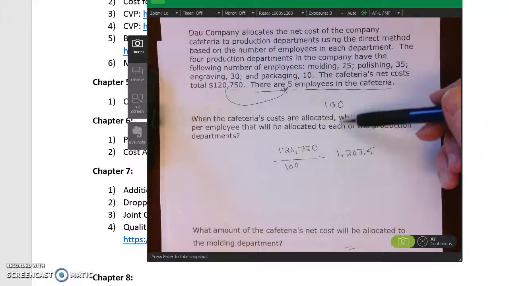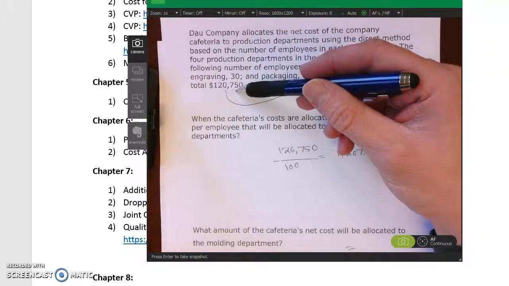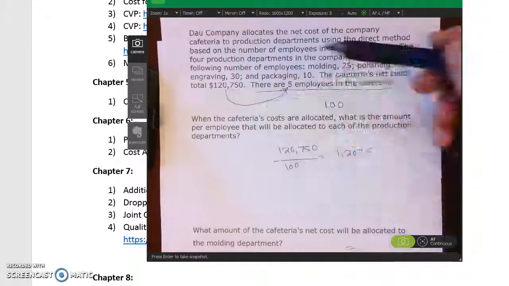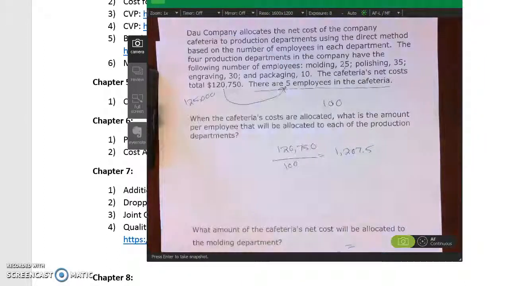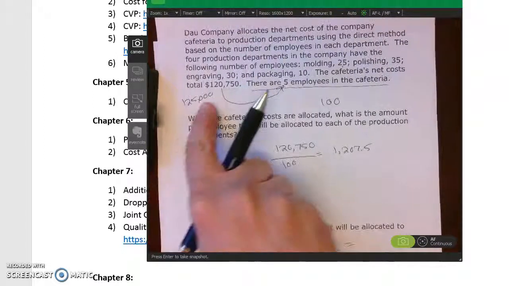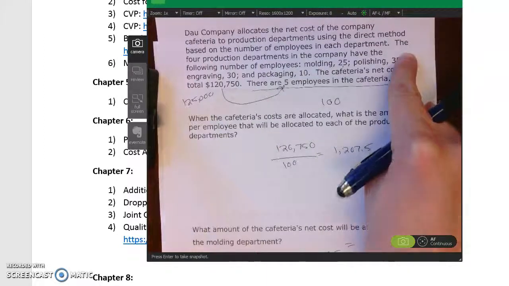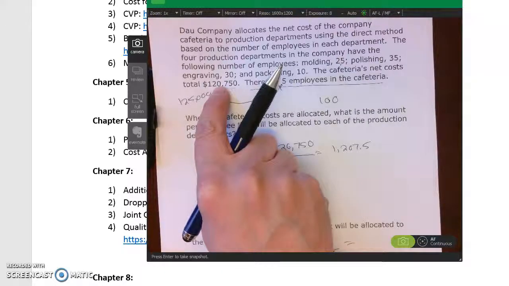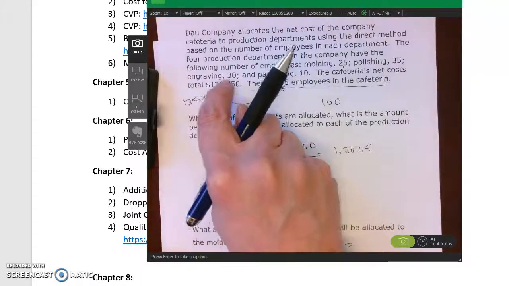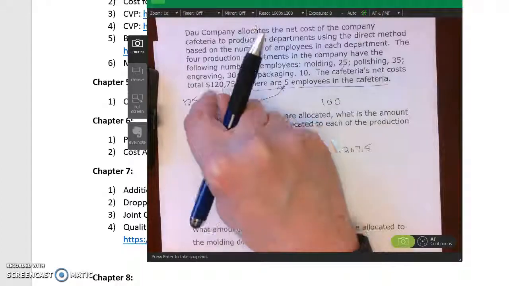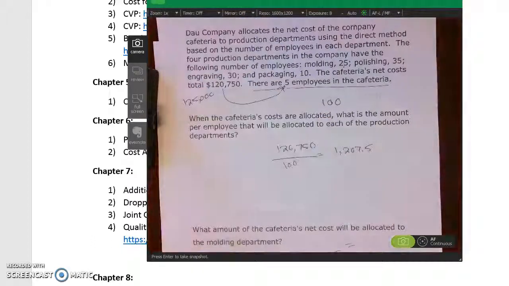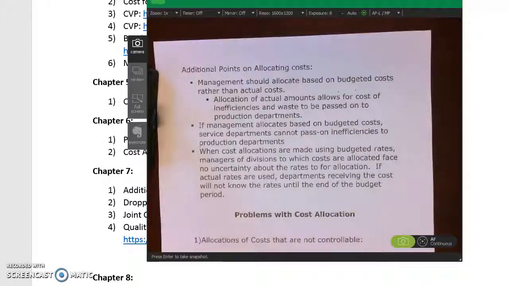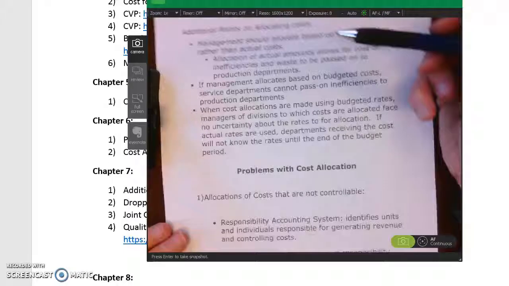So again, if we look at this, this is the budgeted cost of the company cafeteria. If this were the actual cost, let's say the actual cost was $125, and this was their budgeted cost. If we let them allocate their actual costs over here, they could allocate out all the $125, even though they went beyond their budget. But we're only going to let them allocate out their budgeted costs. That way, we have this variance in the company cafeteria's budget, and we can hold them accountable for that variance. They're not allowed to push their inefficiencies to other departments, okay? And that's basically what I'm saying right over here.